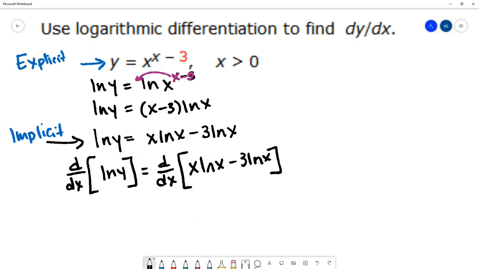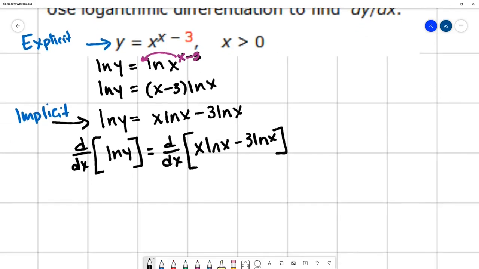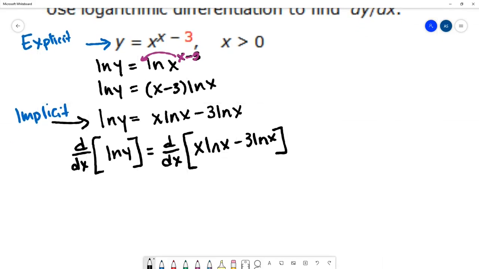Okay, continuing with our process, we're using implicit differentiation. We're taking the derivative with respect to x on both sides. So the derivative of natural log of y, following the natural log rule, will be y prime over y. On the right-hand side, for this term, I'll need to use the product rule because I have x times natural log of x. So x is the first factor times the derivative of natural log. It's 1 over x plus the second factor of natural log x times the derivative of the first factor. Derivative of x is 1.